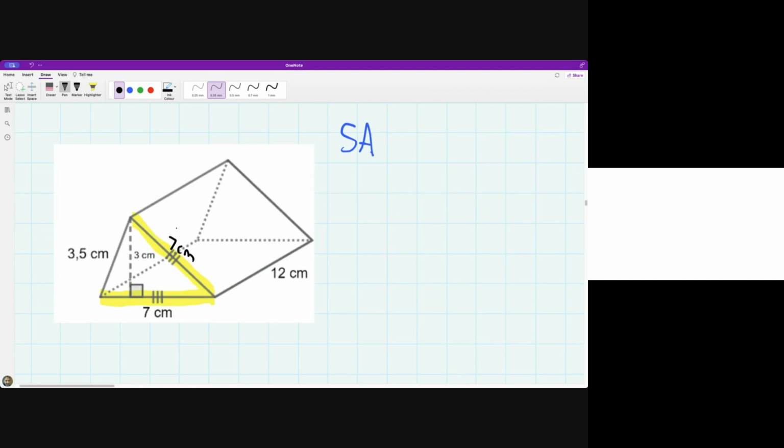I want you to work out how much wrapping paper I need to cover this triangular prism. I can see my triangle at the back. Let me use a different color. I can see my triangle at the back, and it has a matching triangle in the front. But from there, I want you to take it. I want you to work out what is the surface area of this triangular prism.